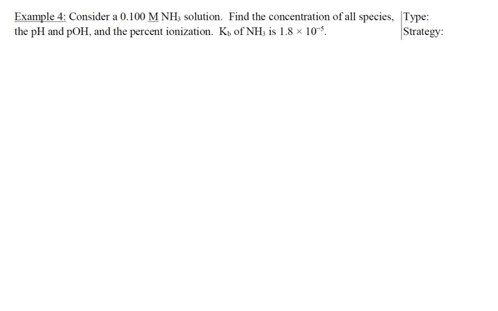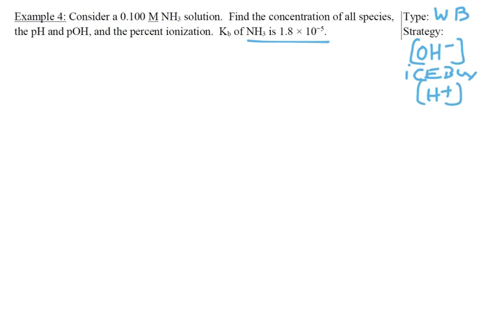Example 4 is similar, okay, but this time we have a weak base. Now, since it's a base, we're going to start by trying to calculate the OH- concentration. And again, in order to do that, we're going to need an ICE box. We'll be using the Kb of ammonia. And then once we get the OH-, we have free rein. We can get the H+ concentration, we can get the pOH, we can get the pH. And once we know X, which is going to be our OH- concentration, we can figure out our percent. But the first strategy here is to get the OH- concentration using an ICE box.